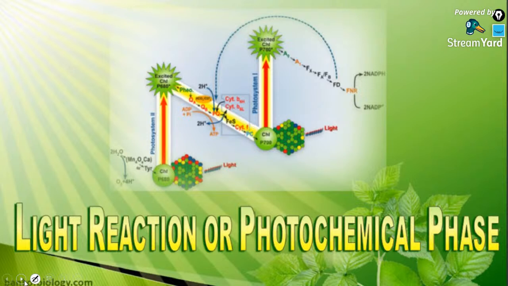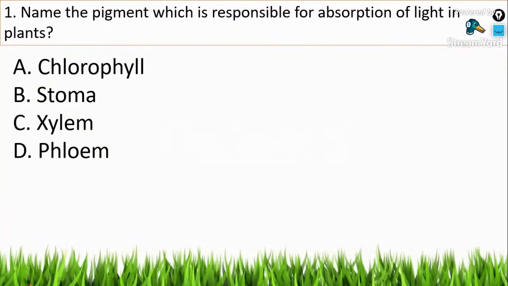Ready for the quiz, everyone? Tell me the answer for the question. Name the pigment which is responsible for the absorption of light in the plants. Chlorophyll, stoma, xylem, phloem. Very easy question, 6th standard level question, but a previous year AIPMT question. Absolutely, guys. The correct answer is option A, chlorophyll molecule. Chlorophyll is the pigment which is responsible for the absorption of light in the plants.